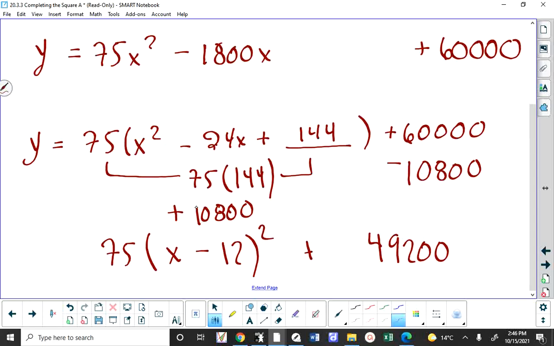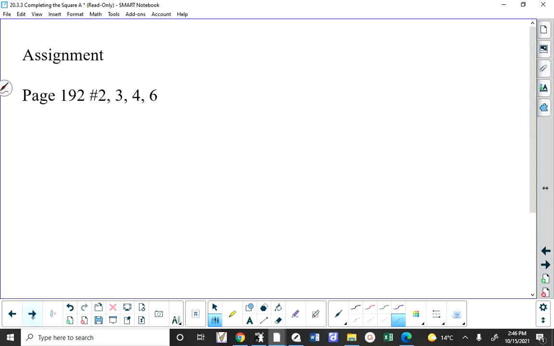Anyway, this is what you're practicing today. On page 192, number 2, 3, 4, and 6.